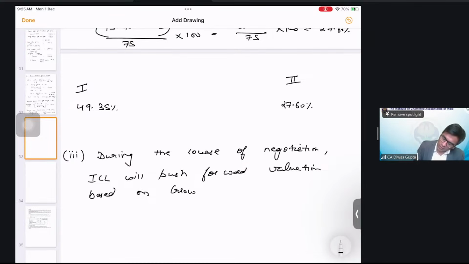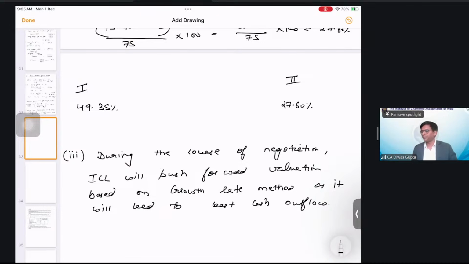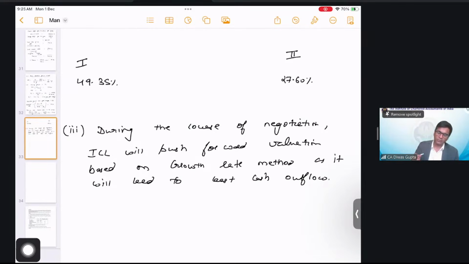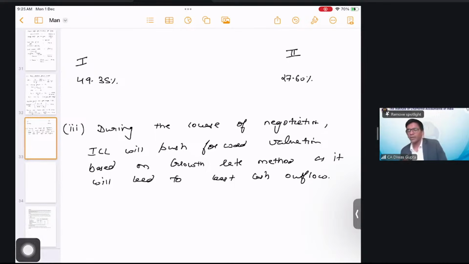On growth rate method, as it will lead to least cash outflow. Clear? Clear, students? Clear. Perfect.